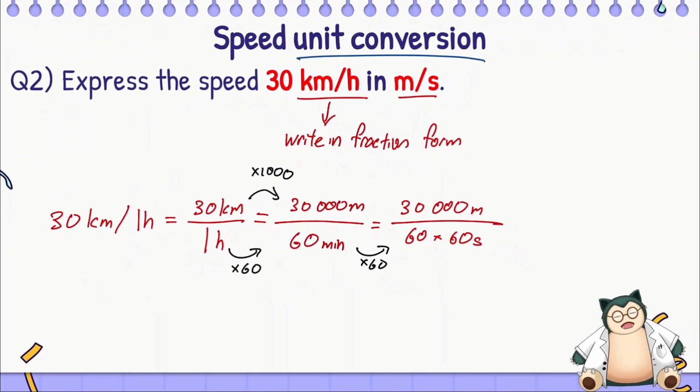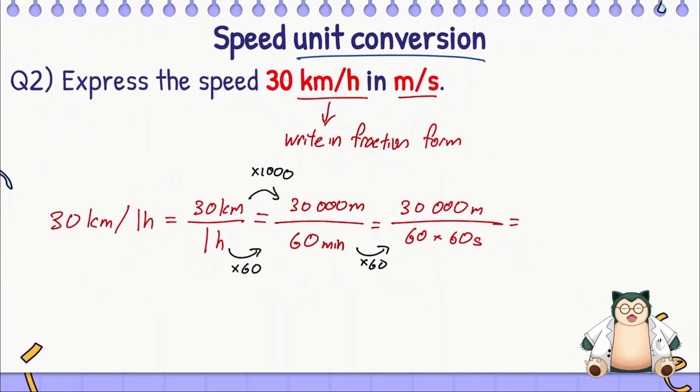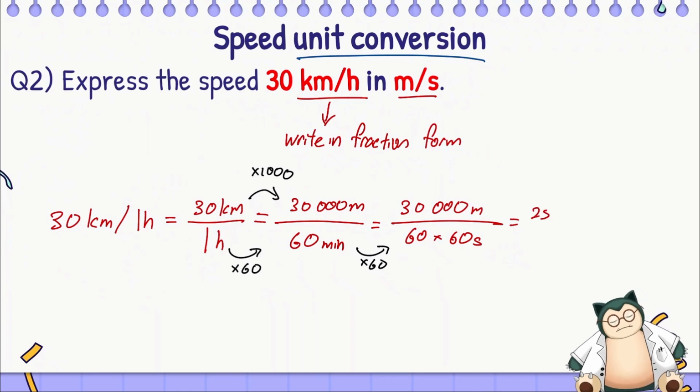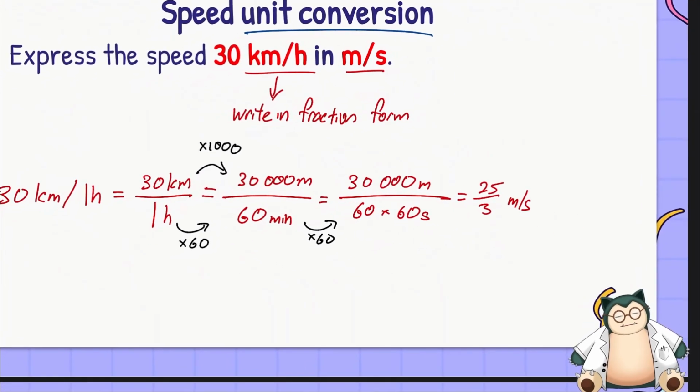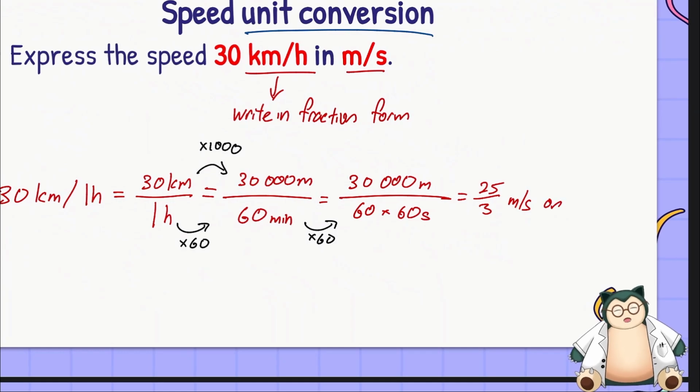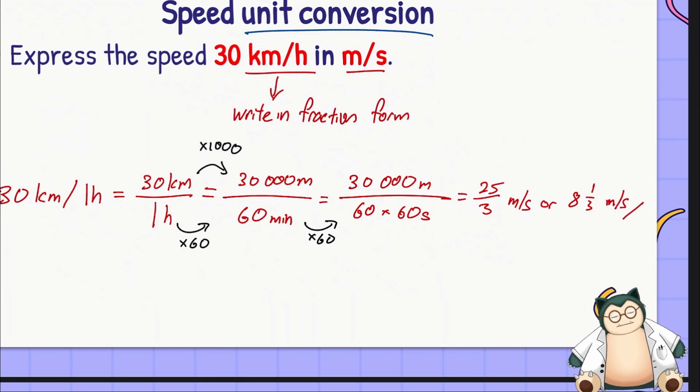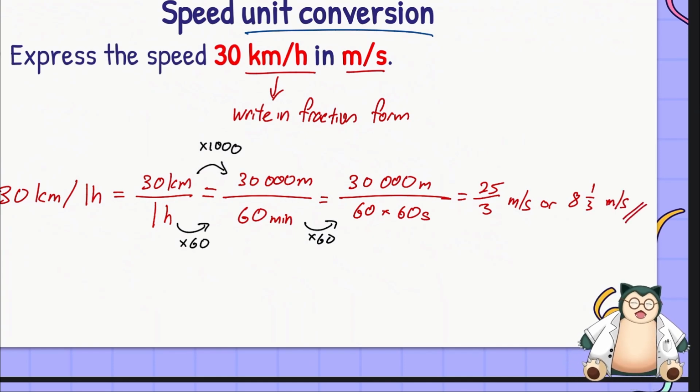In the last part, we just type everything into our calculator. So 30,000 divided by 60 times 60, you will get 25/3 meter per second, or we can write it as a mixed fraction, 8 1/3 meter per second. Okay, I hope this is okay with everyone.